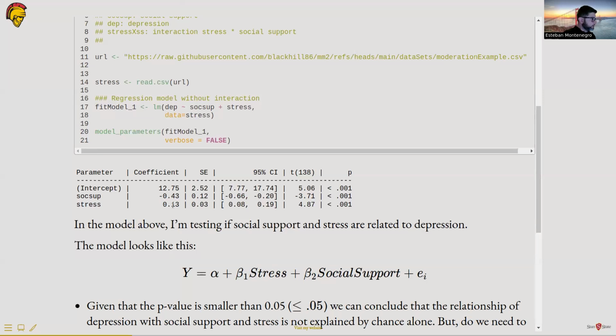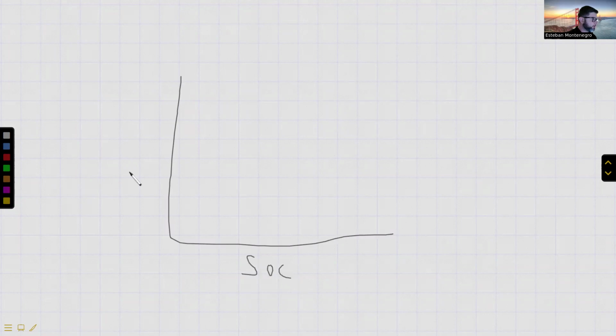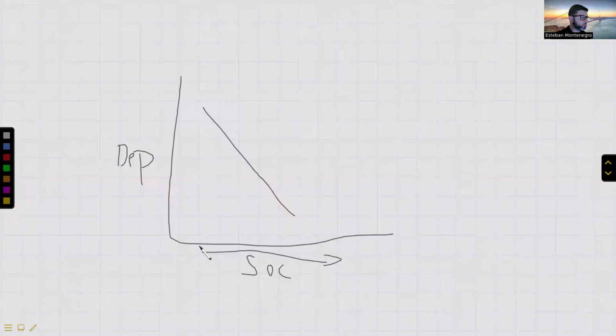So the slope for social support is negative. So that means that it looks like this. Let me just draw a picture here. We have social support here. We have depression right here. And what we have is a negative relationship. That means that when you are high on social support, let's imagine you move on this axis towards the right, you have a higher score in social support. So if you are high in social support, you are low on depression, right?